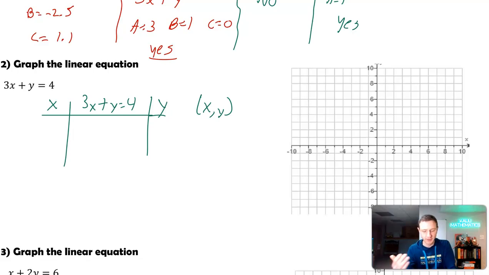So let's just take some x values. And there really is no right or wrong with x values that you pick. It's just generating the graph.